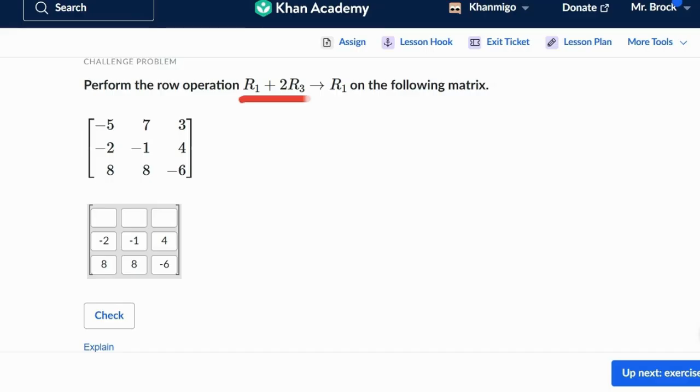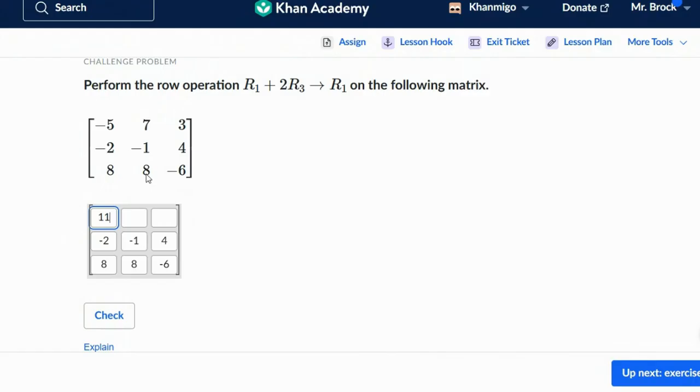So row 1 is -5, first element. Row 3 is 8, and we have to double that. It says 2 times row 3. So 2 times 8 is 16. And if we add a -5 to 16, that should be 11. All right. Everybody saying 11? The one that's figured it out.